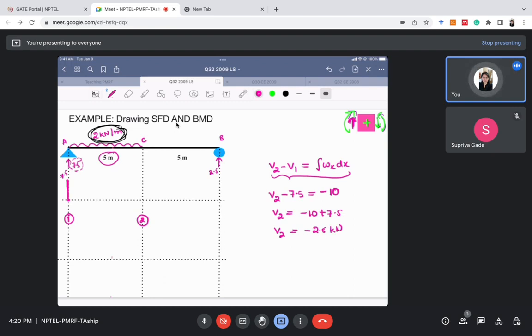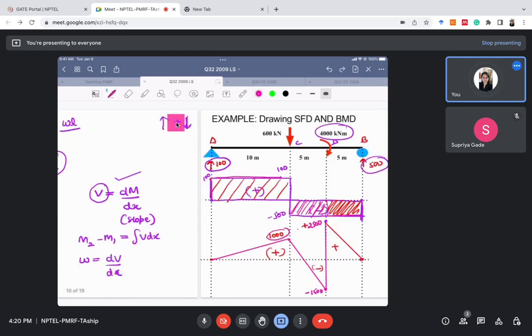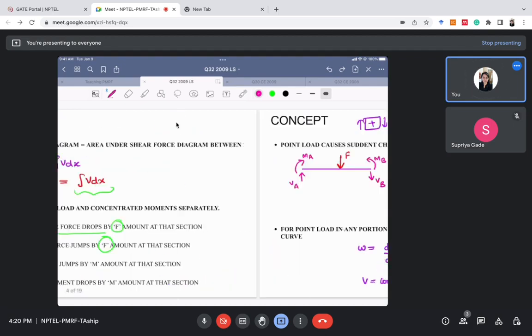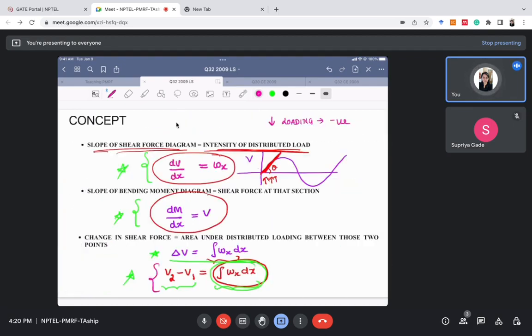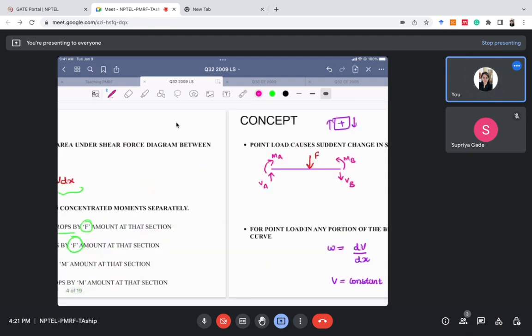So now we have calculated the shear force at section 2, which is minus 2.5 kilonewton. Okay, so there is another thing. So till now I've used this, that V2 minus V1 equal to integral of W dx. There's another thing, that dV by dx, that is the slope of the shear force diagram, will be equal to the intensity of the distributed loading. So now to calculate the slope of the shear force diagram, we will use this part.